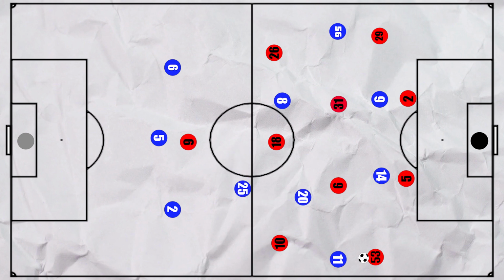In these wide areas, they looked to cut off the central passing options in order to put the man under pressure and try to win the ball, which they did on more than one occasion in these areas, leading to shots.